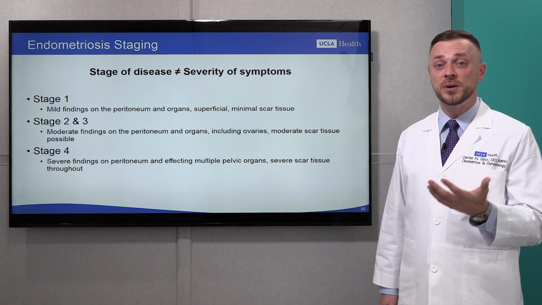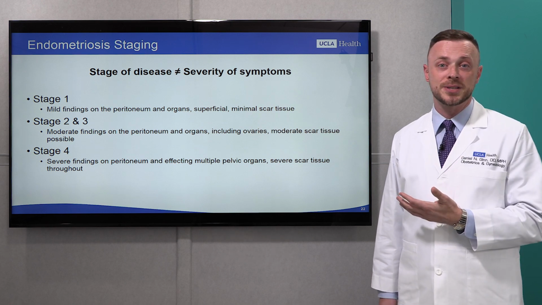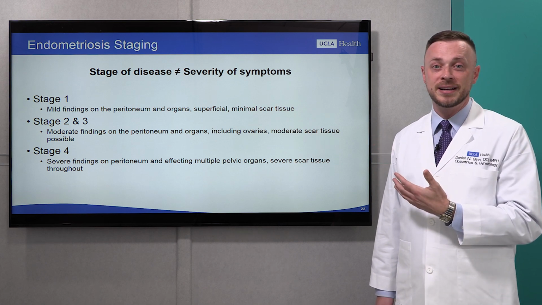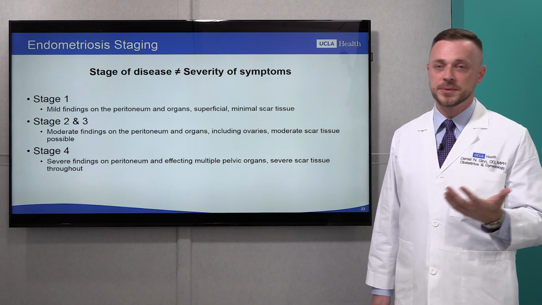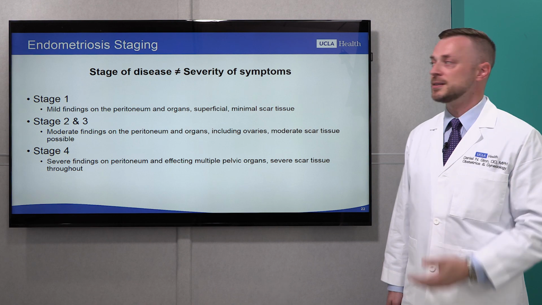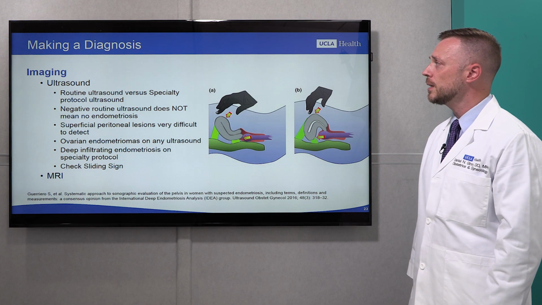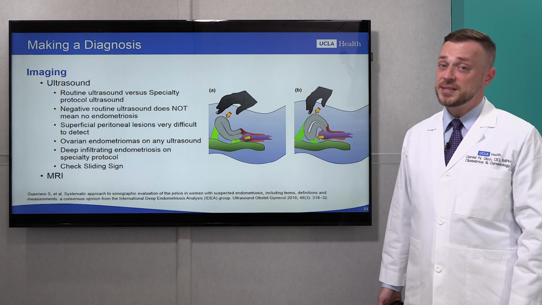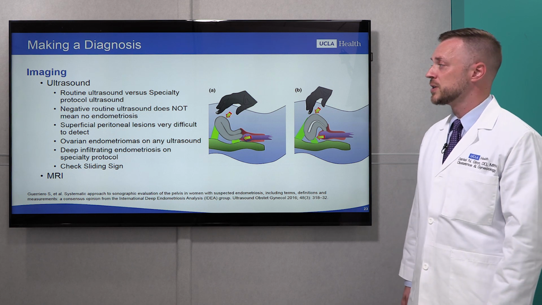One person's stage 1 findings is someone else's stage 4 symptom. Someone else's stage 4 findings is someone else's stage 2 symptoms. In the end, we treat the patient as an individual. How do you make a diagnosis? We start generally with an ultrasound.